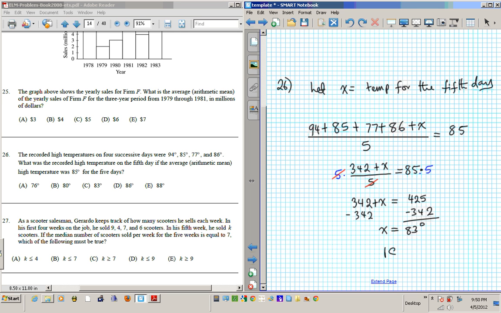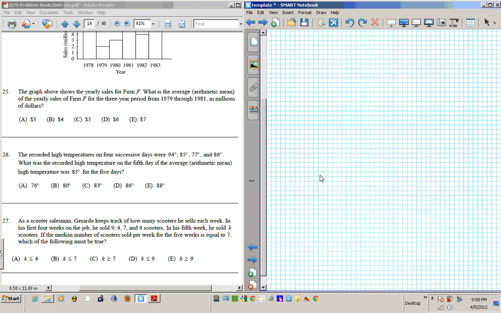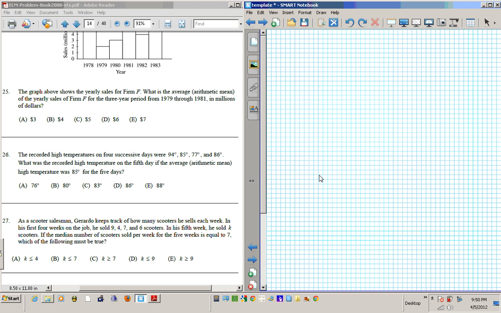Your answer is C. Okay, so don't forget your formula for arithmetic mean is sum of elements divided by total number of elements. Okay. All right. Now let's move on to question number 27. 27 says.